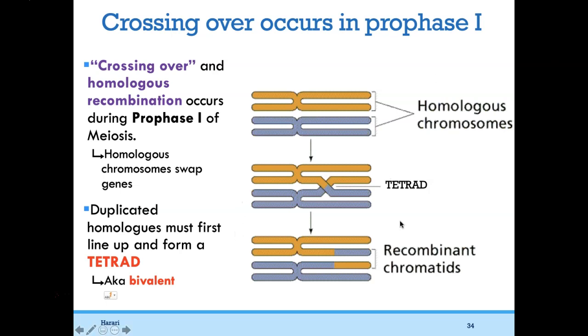So the duplicated homologs line up and form a tetrad, and they do crossing over. They do like a little handshake and exchange genetic information. And these 2 in the middle would then be recombinant chromatids, right? Because they're unlike either of the parents.